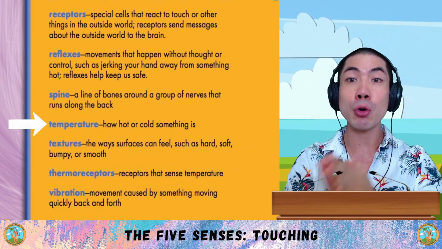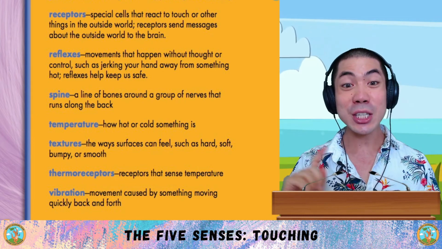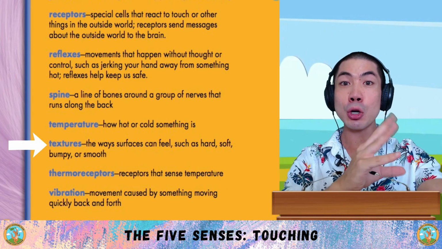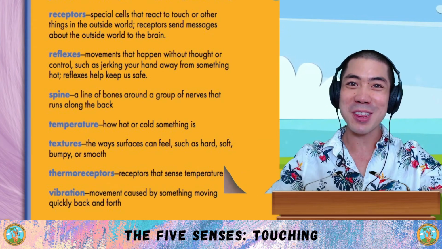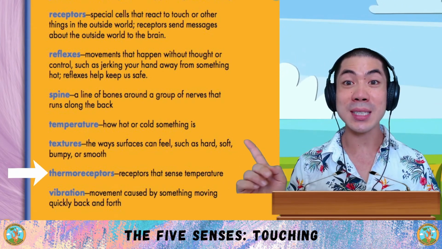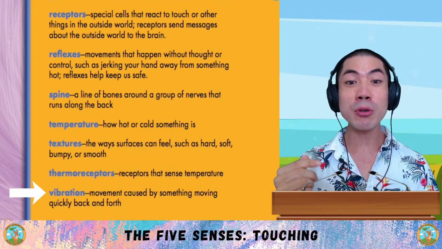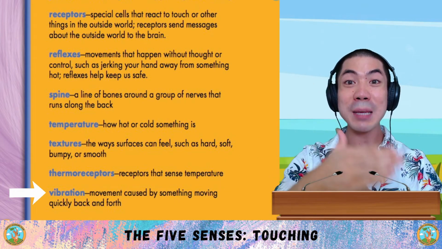Temperature is how hot or cold something is. Textures are the ways surfaces feel, such as hard, soft, bumpy, or smooth. Thermoreceptors are receptors that sense temperature. And finally, vibration is the movement caused by something moving quickly back and forth.